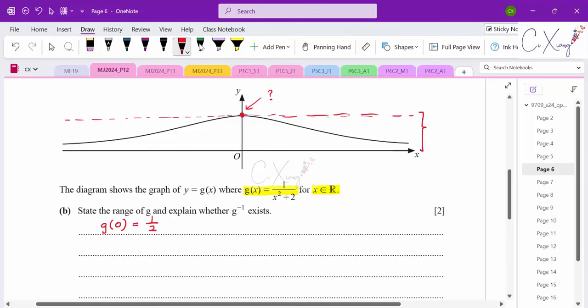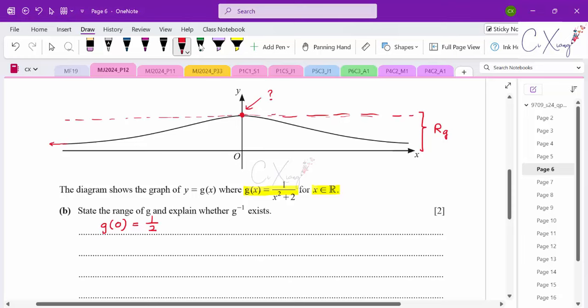At the two ends, negative infinity and positive infinity, the graph gets closer and closer to the x-axis, but it will not touch the x-axis. That means the value here is getting closer and closer to 0. Therefore, this is the range for my function g.